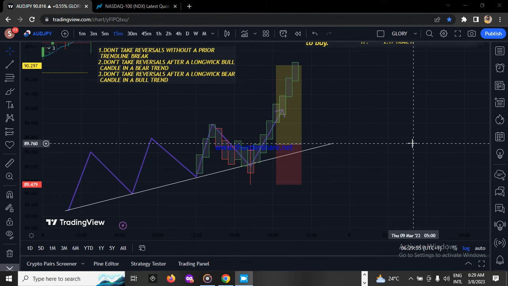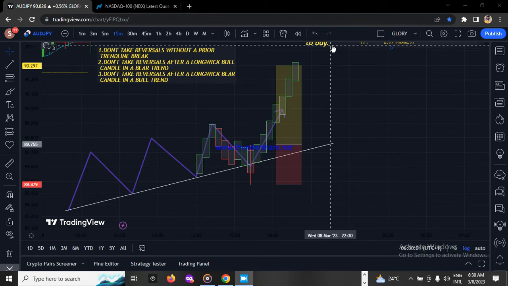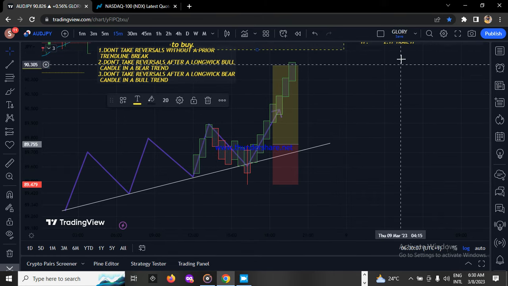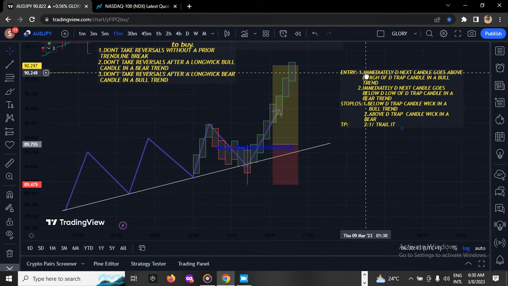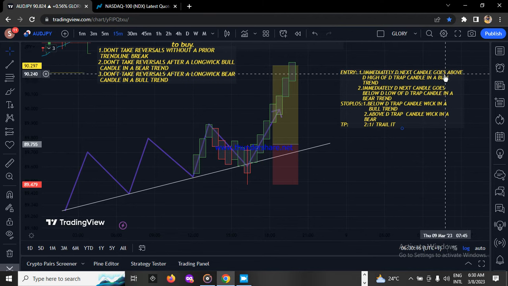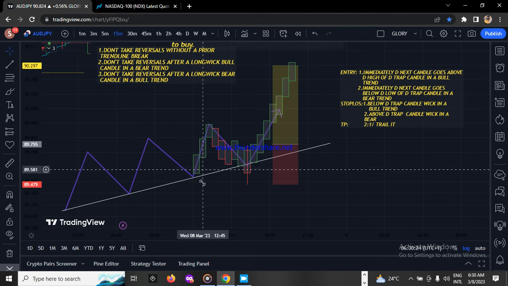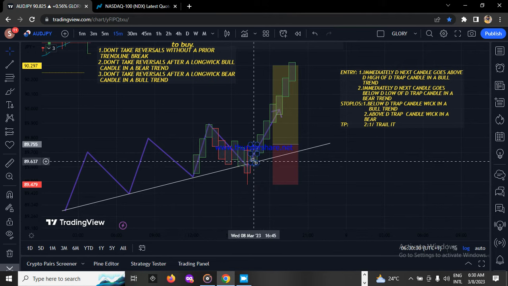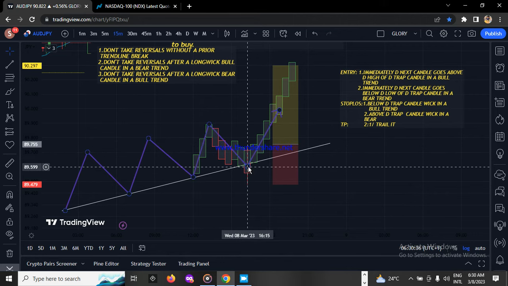I think I should give you guys the entry rules and stop loss with the take profit. So this is it. Entry 1: immediately the next candle goes above the high of the trap candle in a bull trend. So entry immediately the next candle, which is this one, goes above the high, which is here, the high of this trap candle, you can enter.